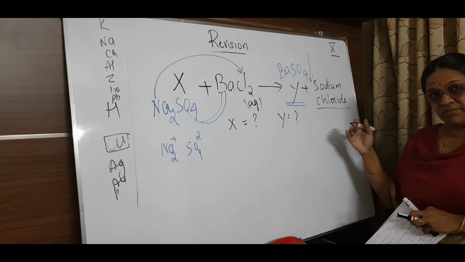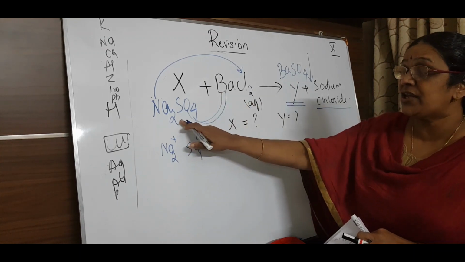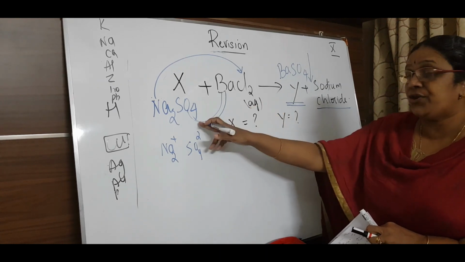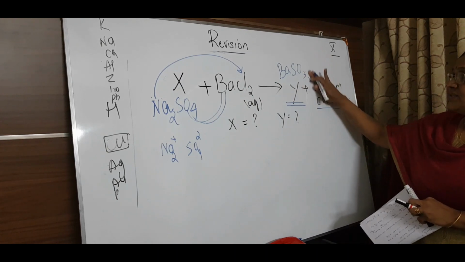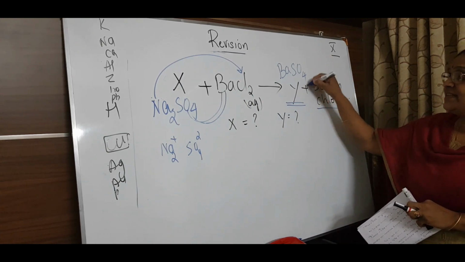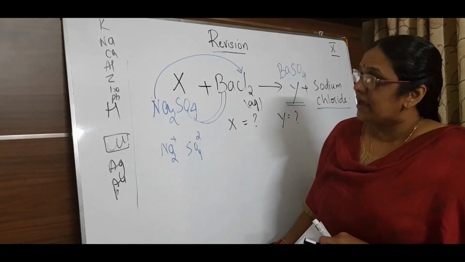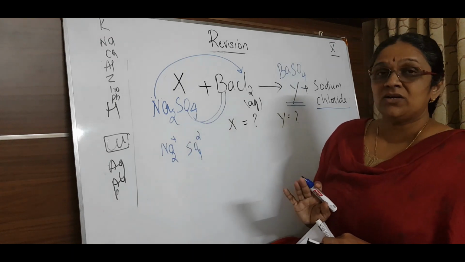Leave the name of the reaction, but like this you have to find. This can be Na2SO3 also. If Na2SO3 is there, you will get barium sulfite. Since you have studied SO4, you can write SO4. That's all. If you want another compound, it must be ionic. Don't get confused.